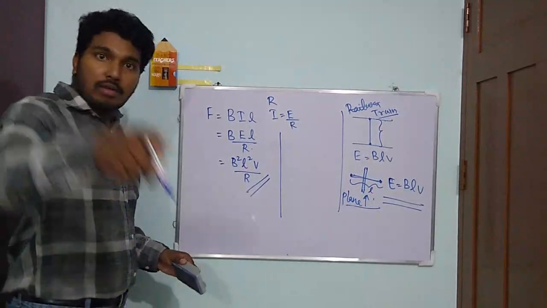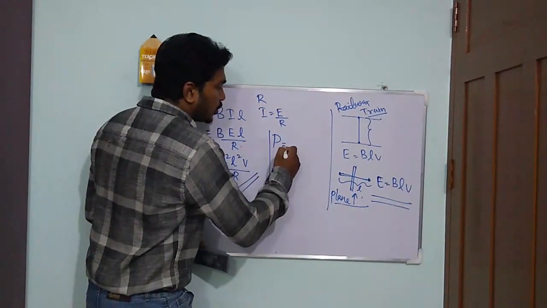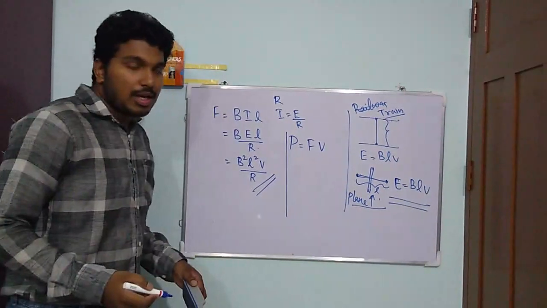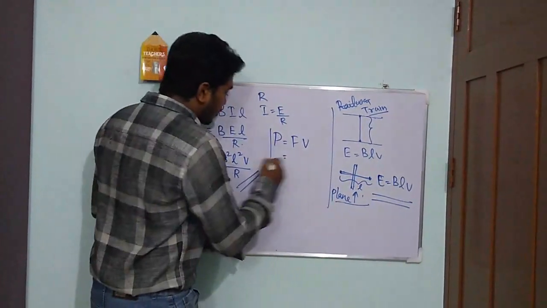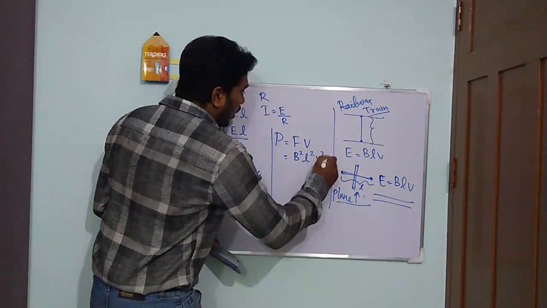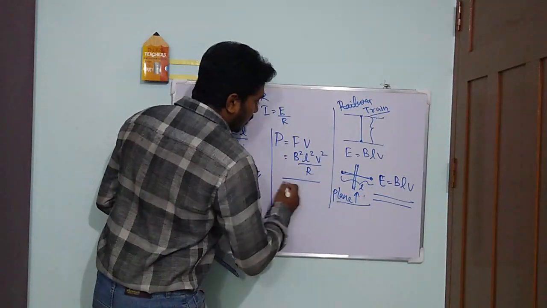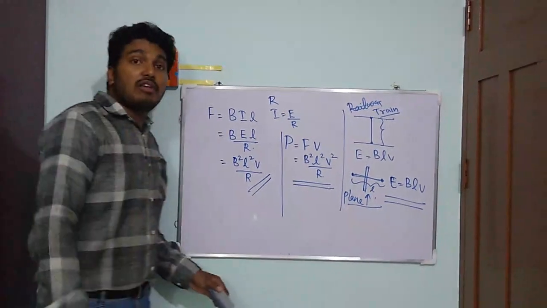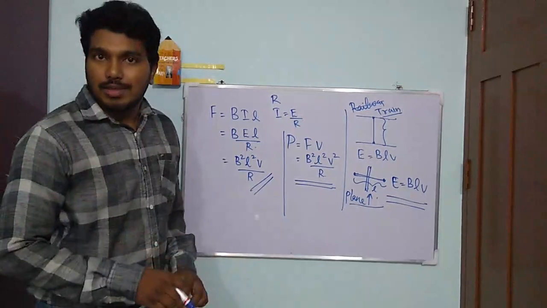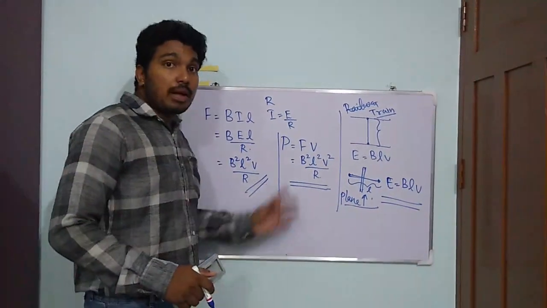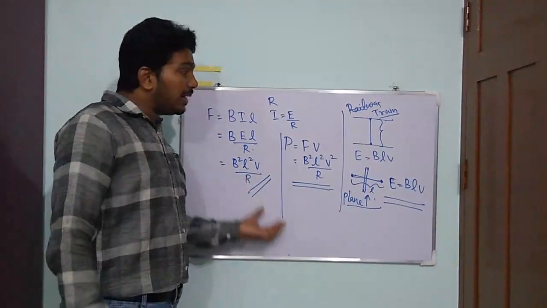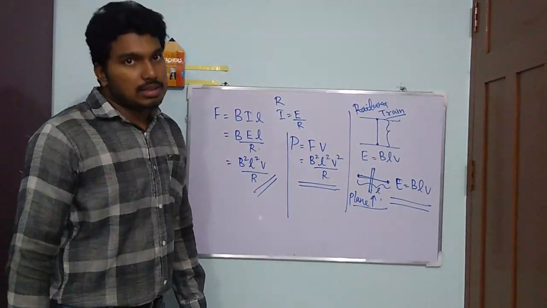Now, once we have the force, we can find out the power. What is power equal to? F dot V, or simply I'm going to write it as Fv. Power is equal to Fv, so we can substitute F over here. So we'll be getting B square L square V square by R. This power will be dissipated in the rod as heat. Even if you use the equation power is equal to I square R, you will arrive at the same equation. So the power will be dissipated in the rod as heat.